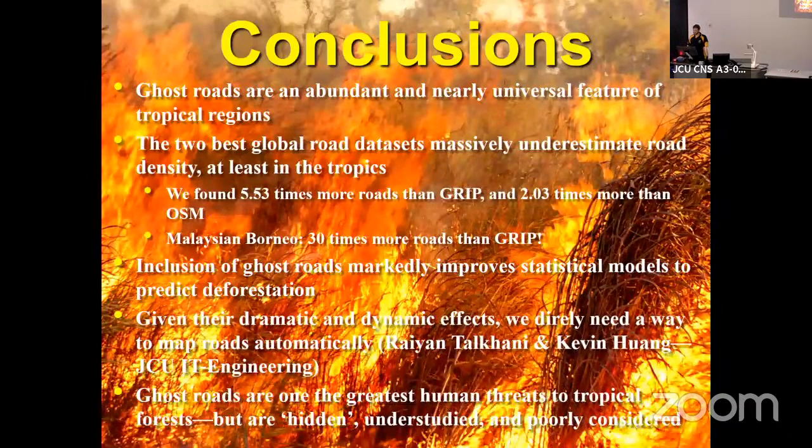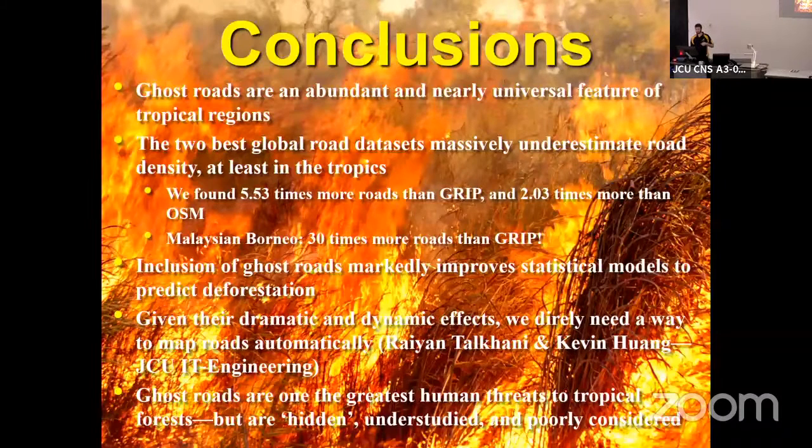Oh, go ahead. So the key conclusions to draw from our work is that ghost roads are abundant and a nearly universal feature of all tropical regions. And the two best global road datasets massively underestimate road density, at least in the tropics. And we found, again, that 5.5 times more road than were represented in GRIP and 2 times more road than represented in OpenStreetMap.